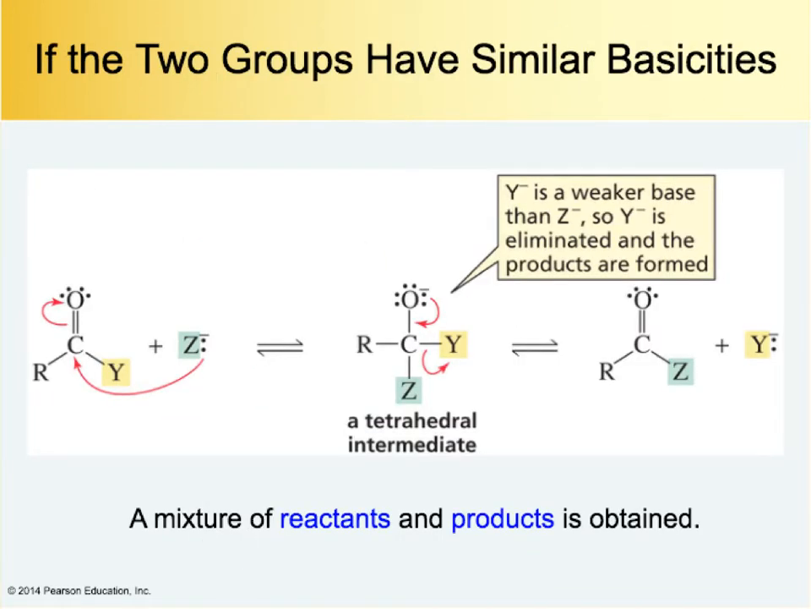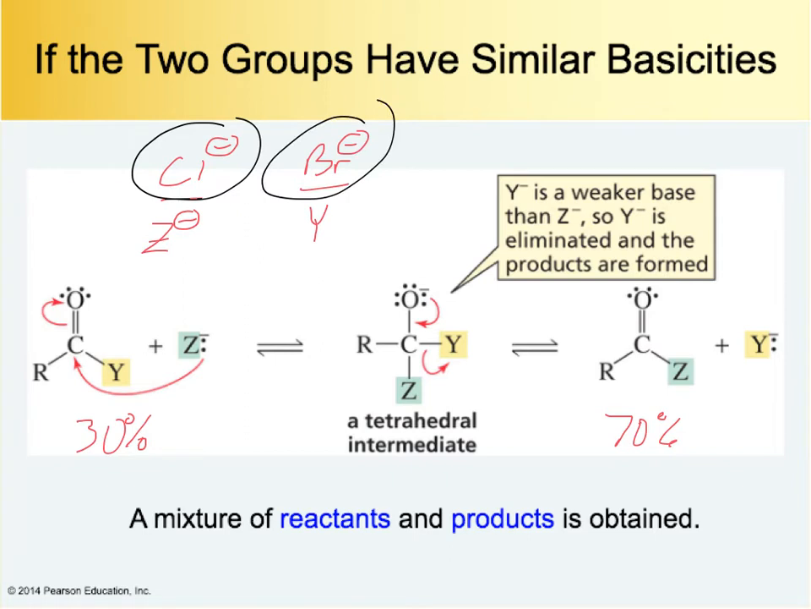If the two groups are similar, so let's say one's Cl minus and one's Br minus, pretty similar. Br minus is probably a better leaving group. It's a little bigger. But we're not going to make a ton. If Z minus is chlorine and Y is bromine, maybe we'll get 70% of this, but we're always going to end up with still 30% of this, just because the difference in reactivity between chlorine and bromine isn't that great, that sometimes we will kick out Z minus again and go back this way. So we'll get a mixture of reactants and products.